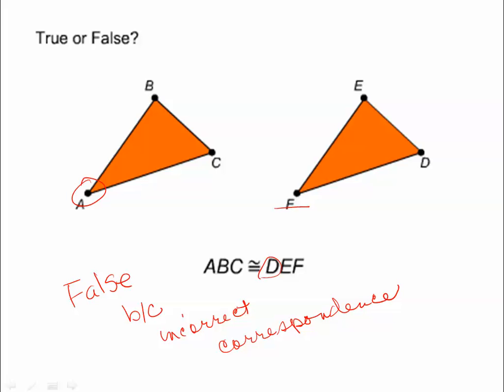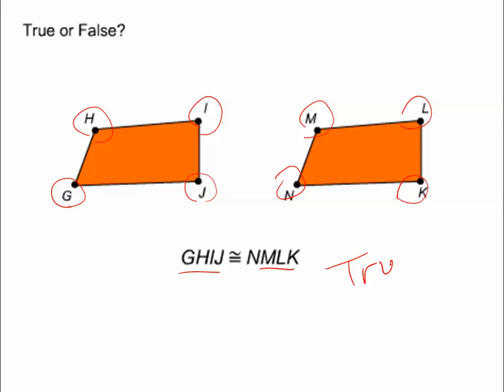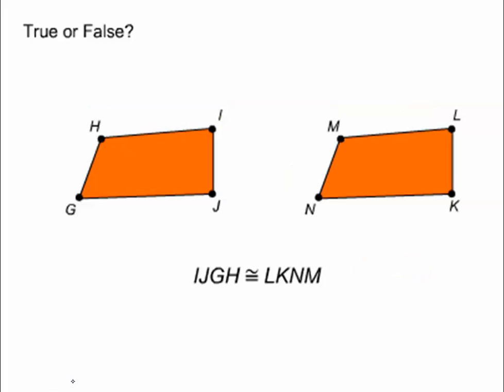Well, I can't find my pointer. Alright, are these going to be congruent? So you look at how they've written out the names. G corresponds with N, H corresponds with M, I corresponds with L, J corresponds with K, so that's true. Well, there we go.